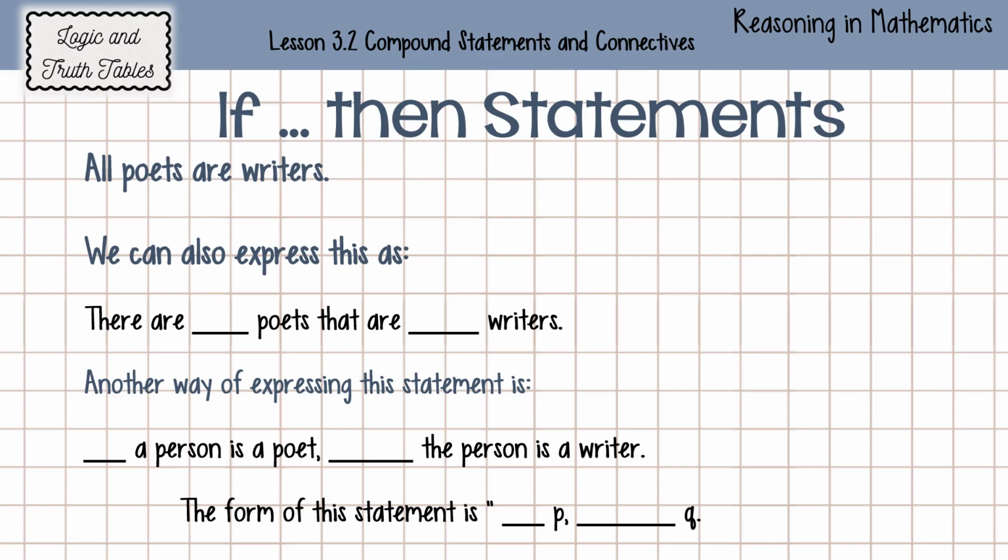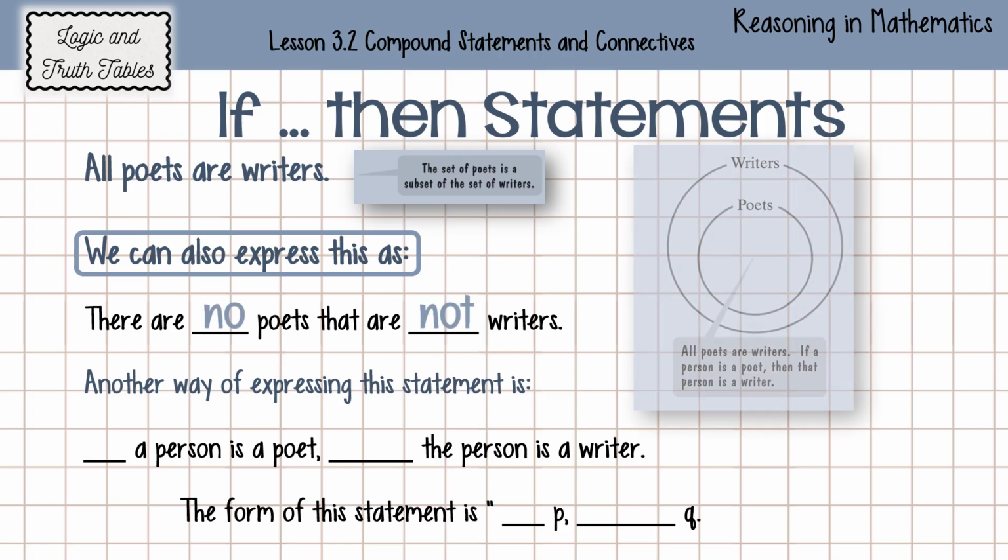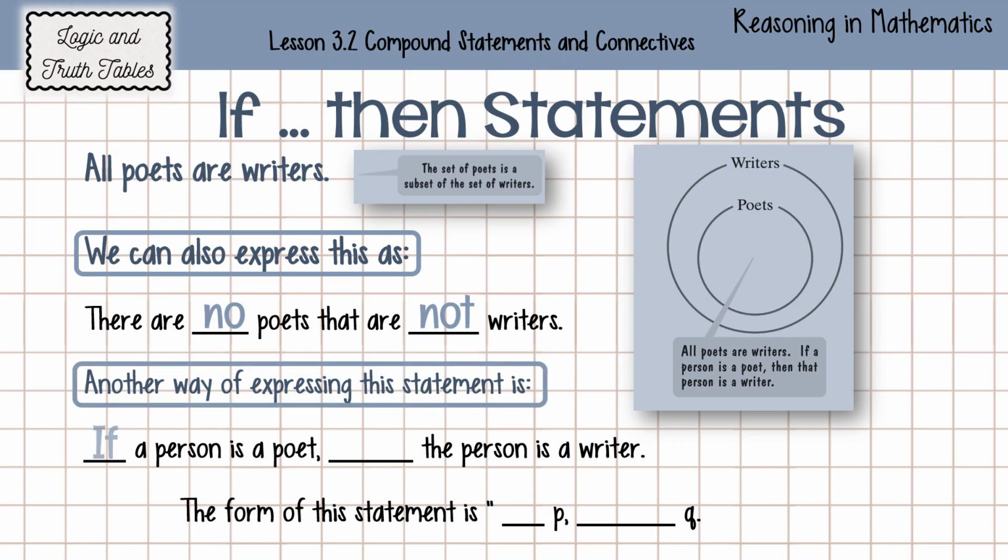If-then statements. All poets are writers. The set of poets is a subset of the set of writers. We can also express this as there are no poets that are not writers. There is the diagram that shows all poets are writers. And if the person is a poet, then the person is a writer. Another way to write the expression is this statement: if a person is a poet, then the person is a writer. The form of the statement is if P, then Q.